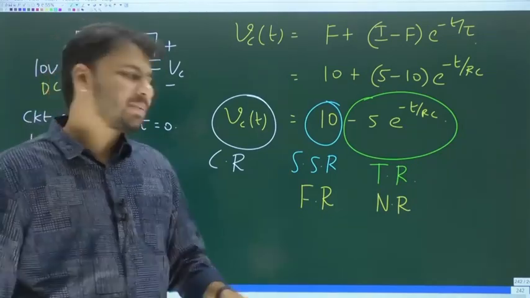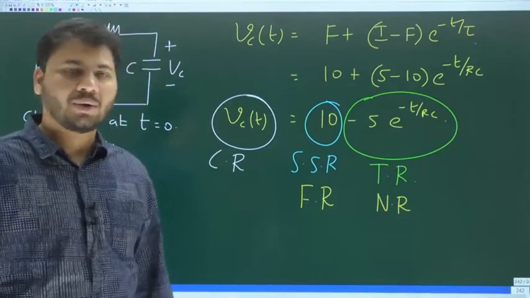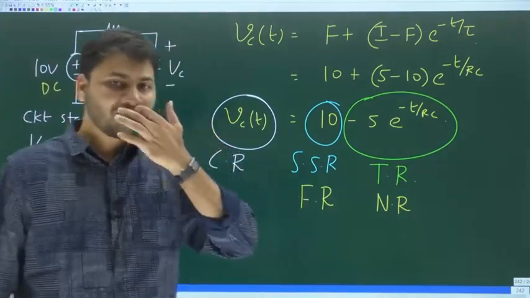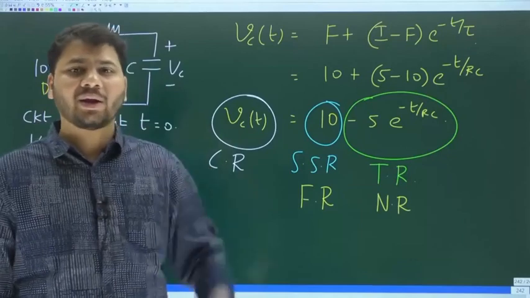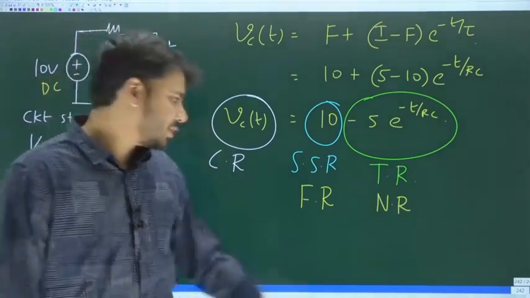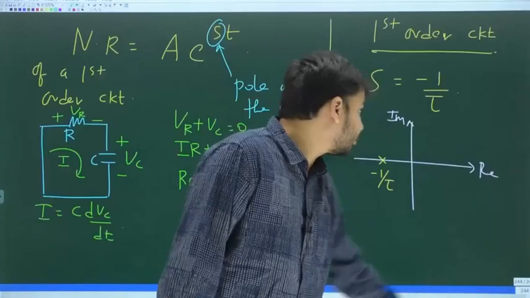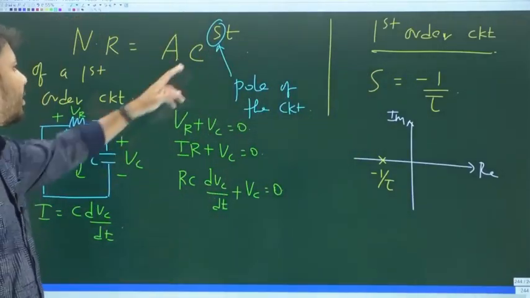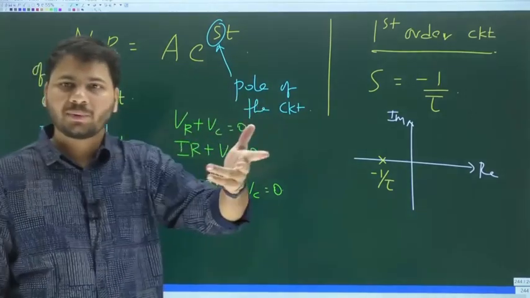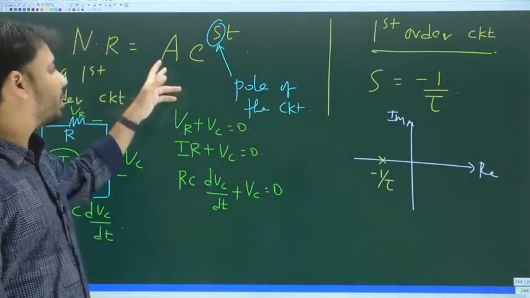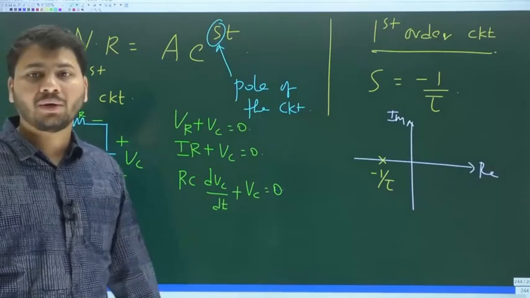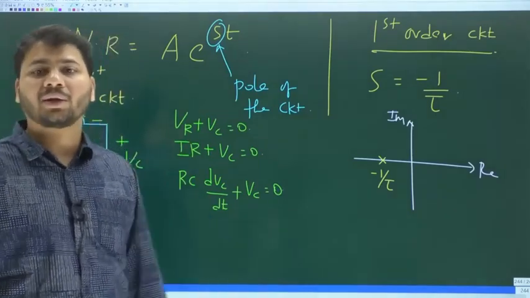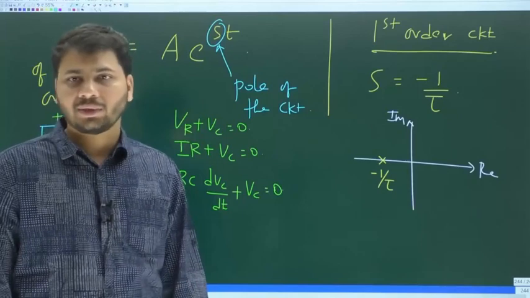And in the complete response, there will be one or two unknowns. In fact, in the natural response, what was that natural response? Is it not A times e power st? Yes or no? So the natural response is A times e power st. Okay, s is the pole of the circuit, which we already know is minus 1 by tau. Now still A has to be found. So how do you find the value of A? By using the initial conditions in the circuit.